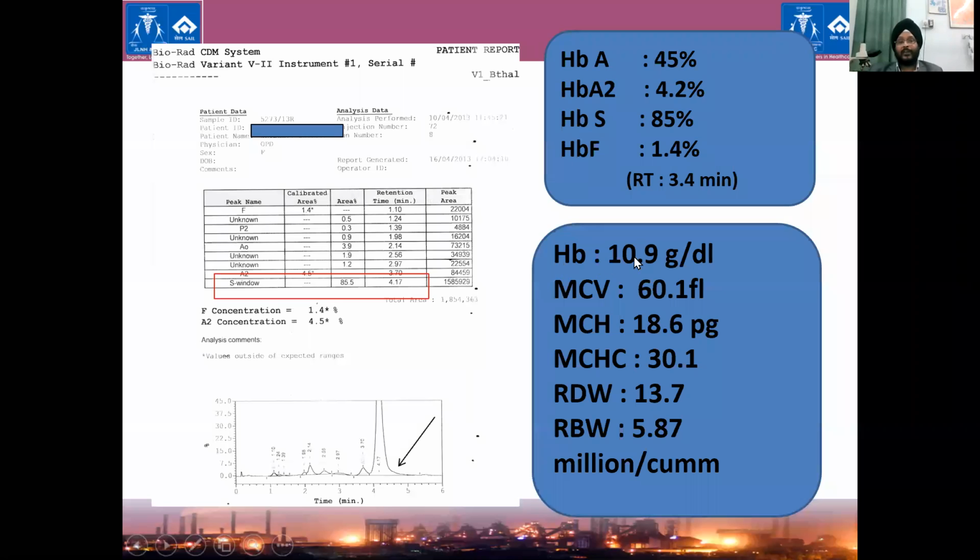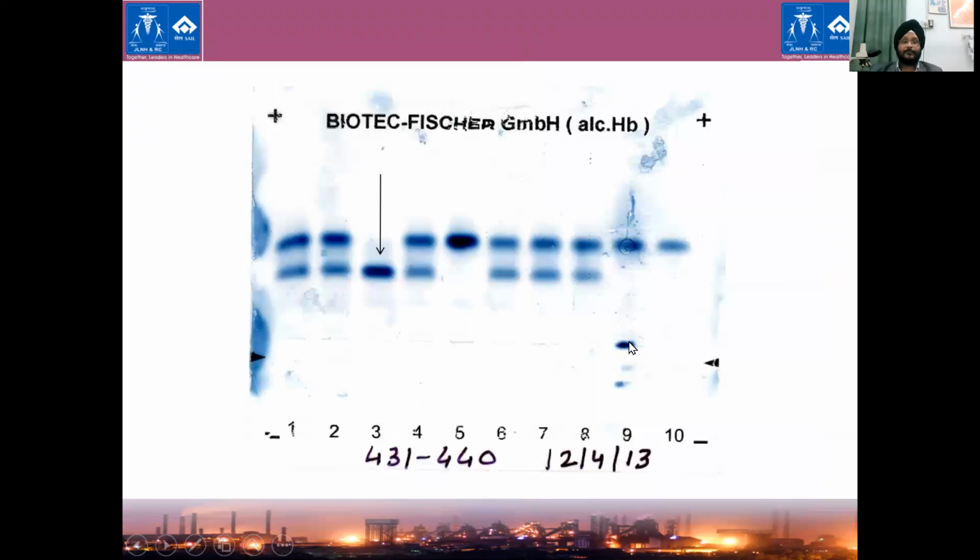Hemoglobin 10.9, okay, it could be there. But what about this MCV of 60? Why is it 60 here? So what can we do about such cases? These two things don't match. Sickle cell disease generally won't have an MCV of 60 unless it is associated with alpha thalassemia. Could it be associated with alpha thalassemia? But again, with an S of 85, we are seeing that HbF is very low. It is only 1.4%. So are we really dealing with sickle cell disease, or is it something else?